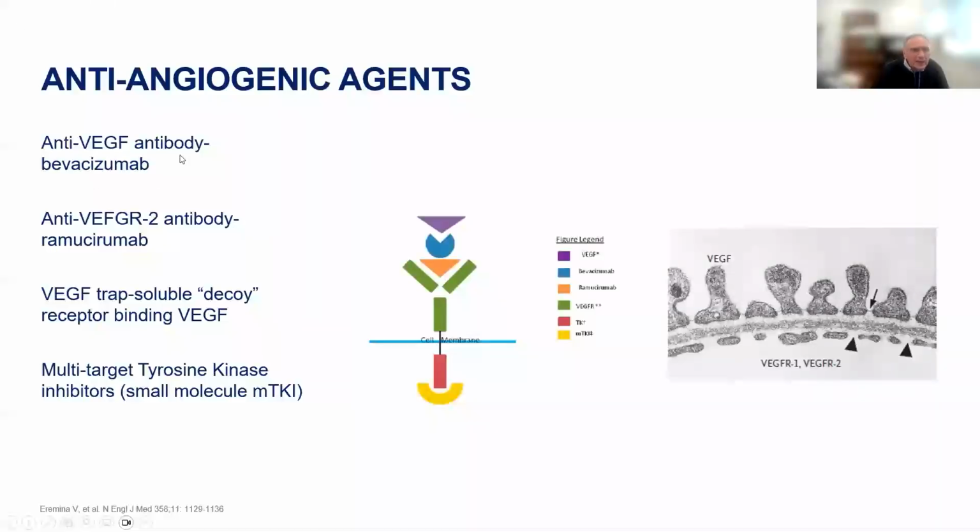And so these are some of the agents that we use now. The first one that was more commonly used, or is still in use at our institution, is bevacizumab, but now there is also the anti-VEGF-R2 antibody. There are also the VEGF trap, a soluble decoy receptor binding VEGF, and also TKIs. And so TKIs are used right and left. It looks like every week there is a new TKI.